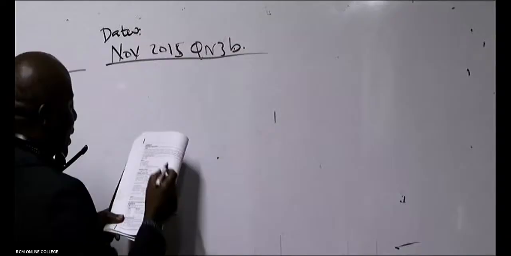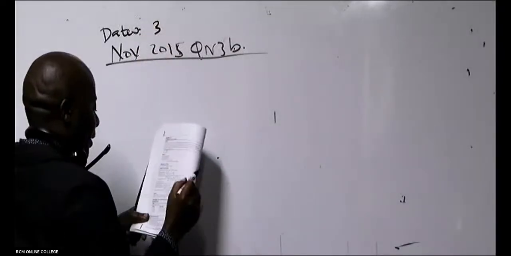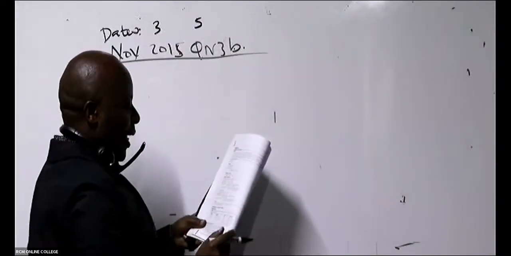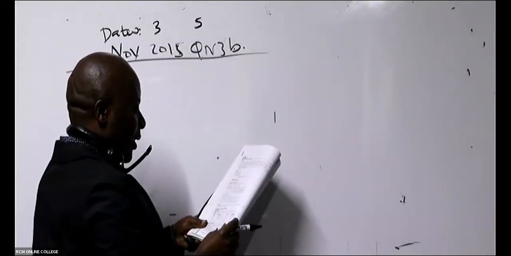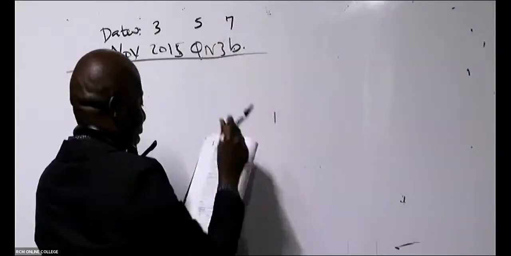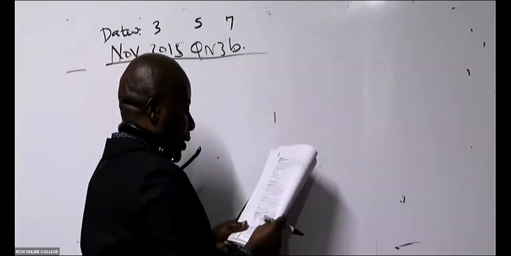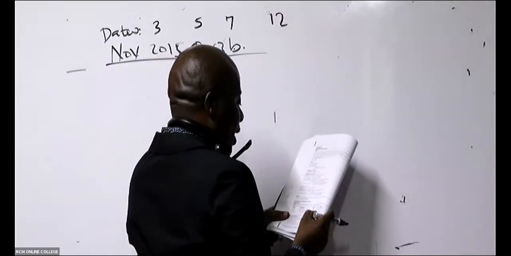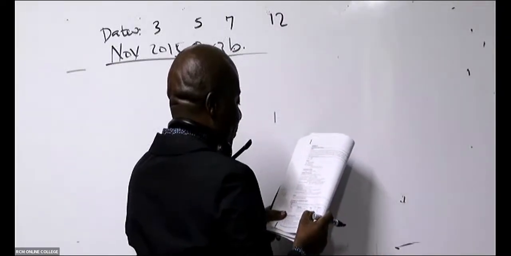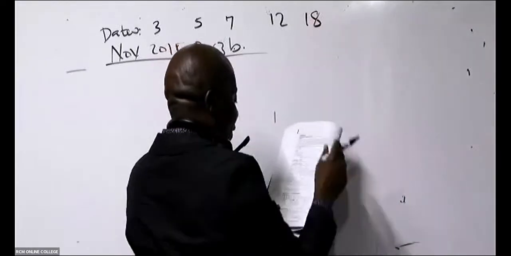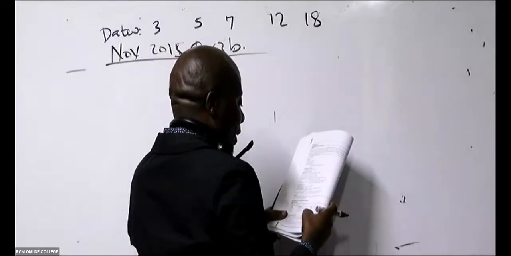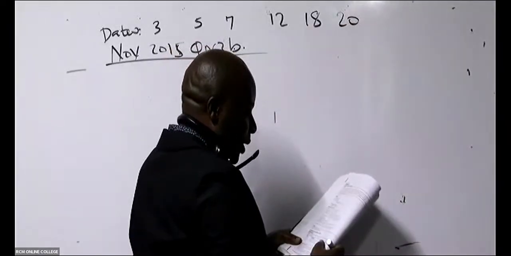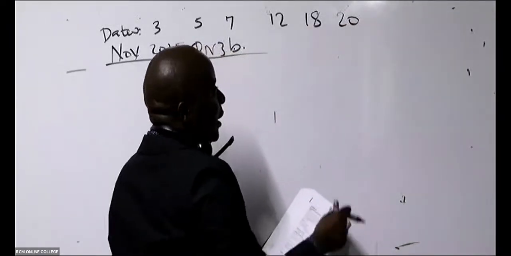So the first date there I can see is 3rd, eh? After 3rd, I can see 5th, eh? After 5th, I can see 7th. After 7th, I can see 12th. You're leaving space in between. I'll tell you why you're leaving spaces, eh? After 12th, I can see 18th. After 18th, I can see, ladies and gentlemen, 20th. Then after 20th, what am I able to see? 29th and 31st.